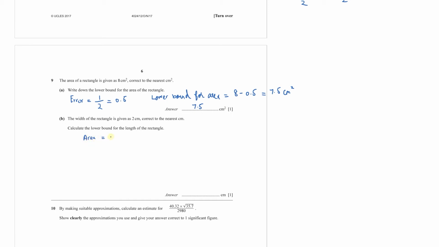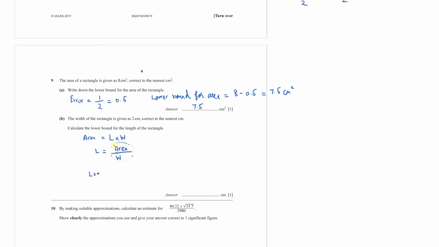Area is equal to length multiplied by width. Since you have to calculate the length, the length becomes equal to area divided by the width. So you have to find the lower bound, the minimum possible value of the length. How can you minimize the value of the length if your area is in the numerator? Take the minimum possible value of area, and since you are dividing by the width, the maximum possible value of the width. Your goal is to basically minimize the value of this fraction.